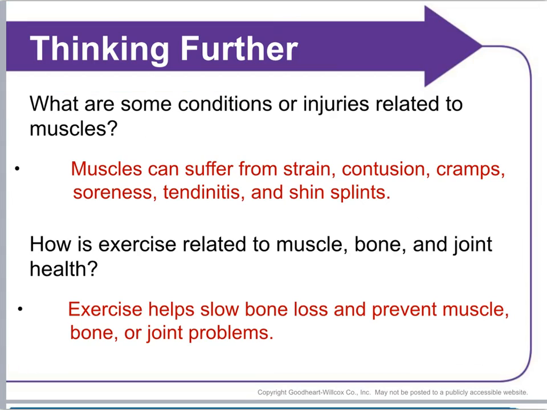Some injuries that are related to muscles can include strain, a contusion, which is basically like a bruise, cramps, soreness, tendinitis, and shin splints. And I know some of you are athletes and have suffered or are currently suffering from some of these. How is exercise related to muscle, bone, and joint health? Well, exercise helps slow bone loss, and it prevents muscle, bone, and or joint problems. So staying physically active works to your benefit.